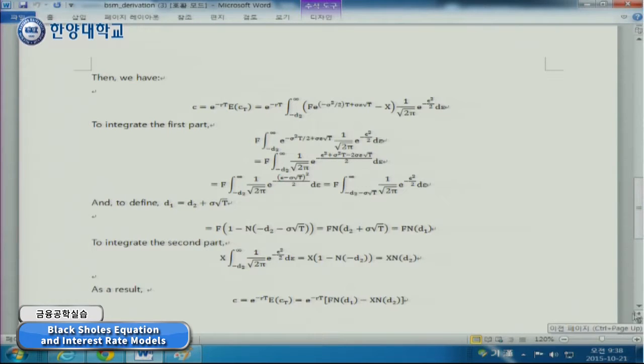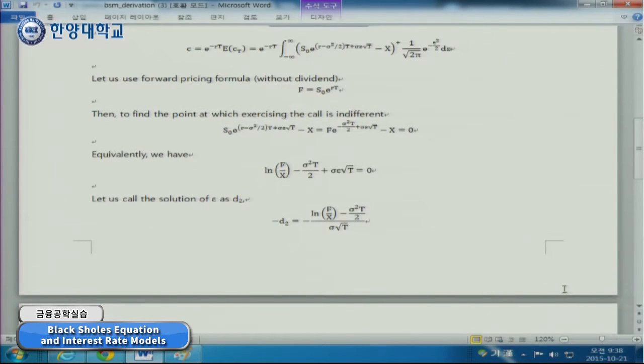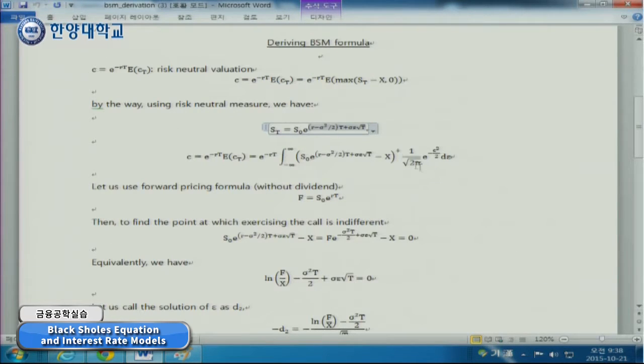Okay, let's do it one by one. I hate this, but well, let's do it one by one. Okay, so we want to solve this one.